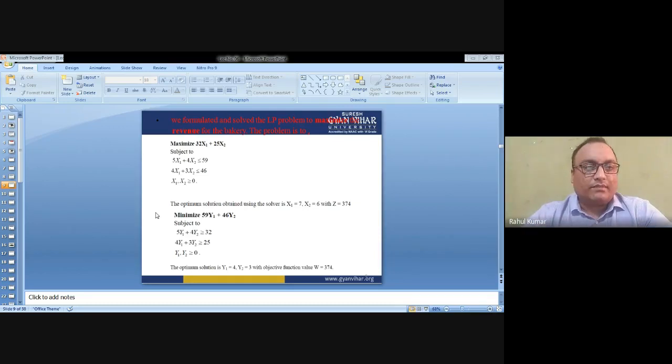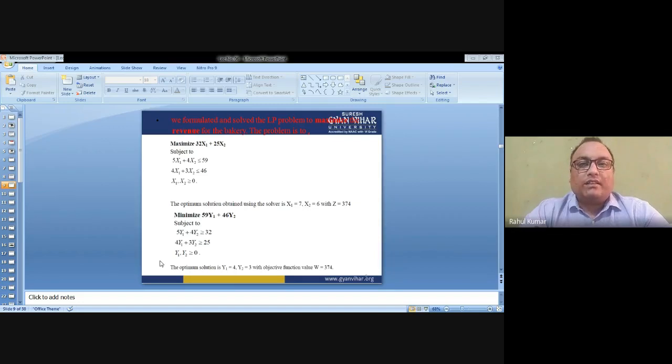Similar to this problem, in the minimization case, the objective function is 59y1 plus 46y2. For this case, the constraints are 5y1 plus 4y2 greater than or equal to 32, and the second constraint is 4y1 plus 3y2 greater than or equal to 25, and y1, y2 greater than or equal to 0.